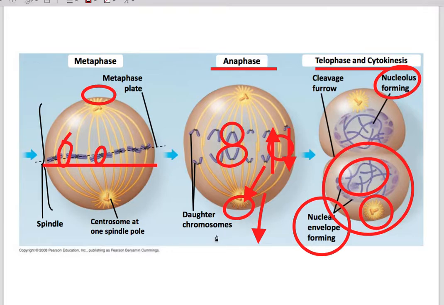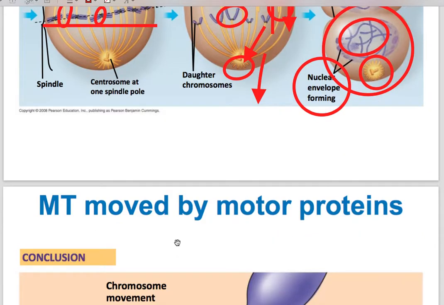So those are the keys of mitosis. Hopefully this video is comprehensive enough for that table. Definitely let me know if it's not, and we'll go over a little more.